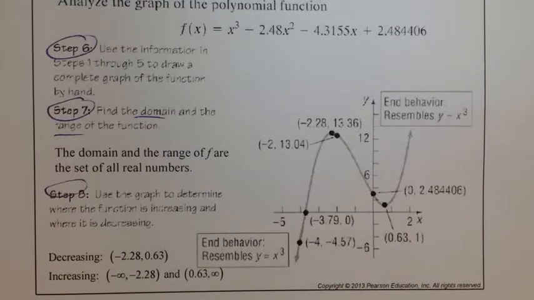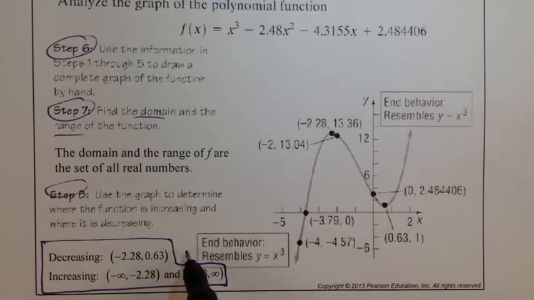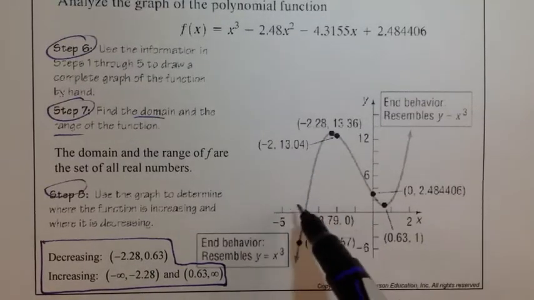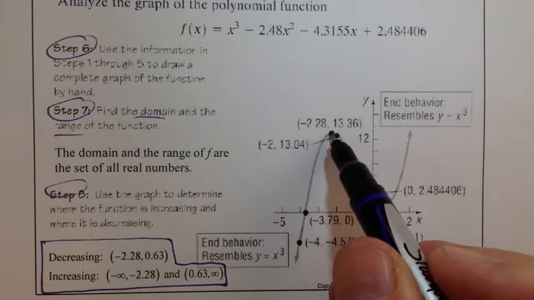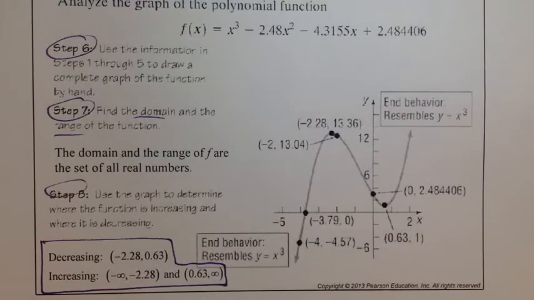And what have we done that's new? End behavior model, that's a new one. So here we have the entire graph. We've got end behavior. This would be your analysis here. You'd say decreasing on these intervals. You'd say on this interval, you'd say increasing from -infinity to -2.28. Okay, you would label the coordinates of each turning point.